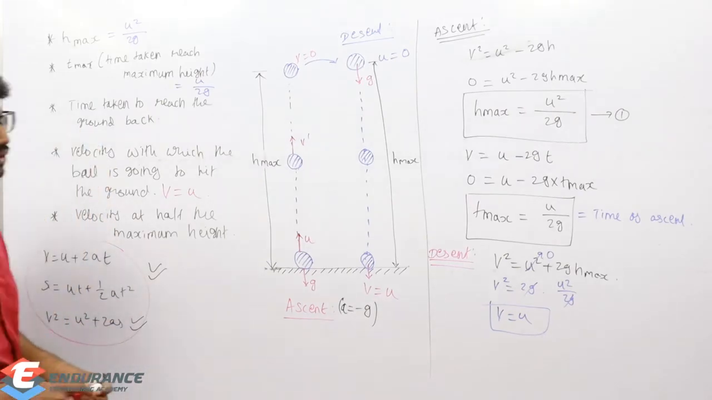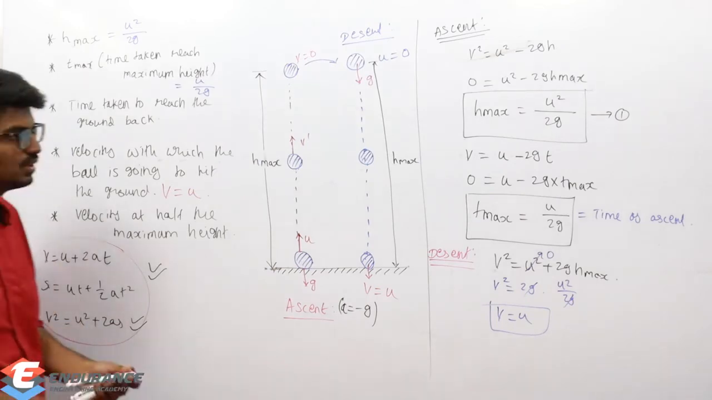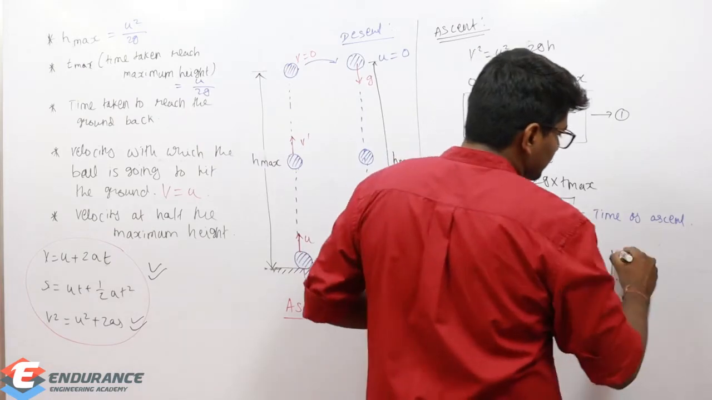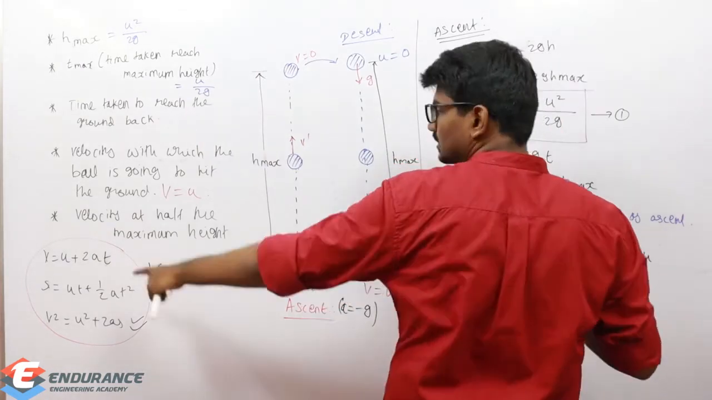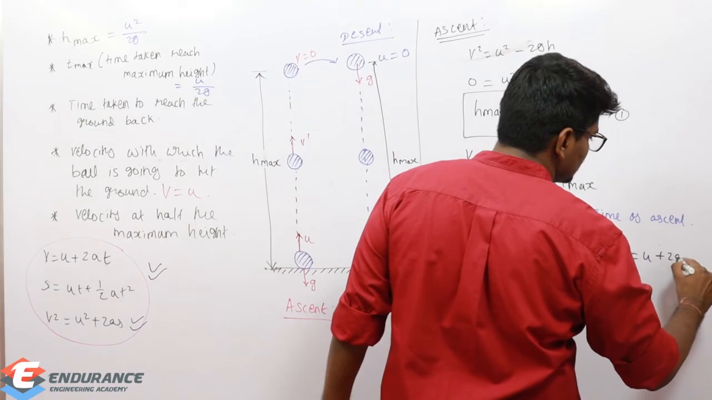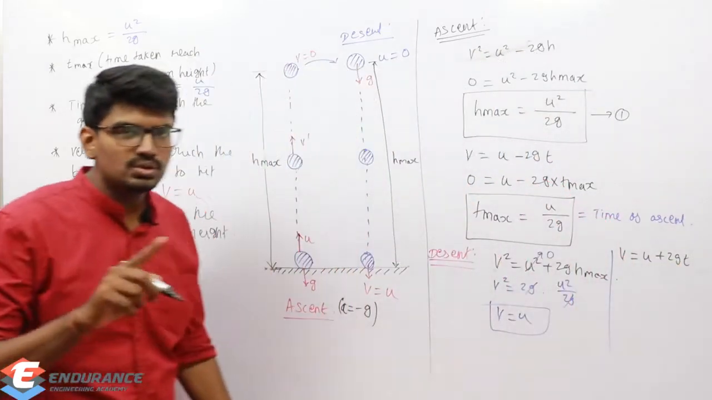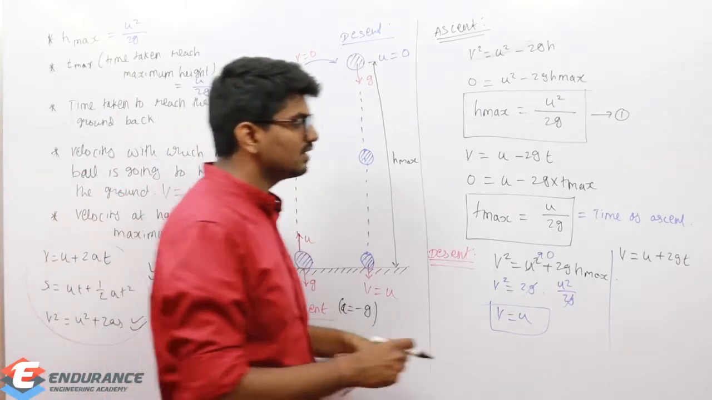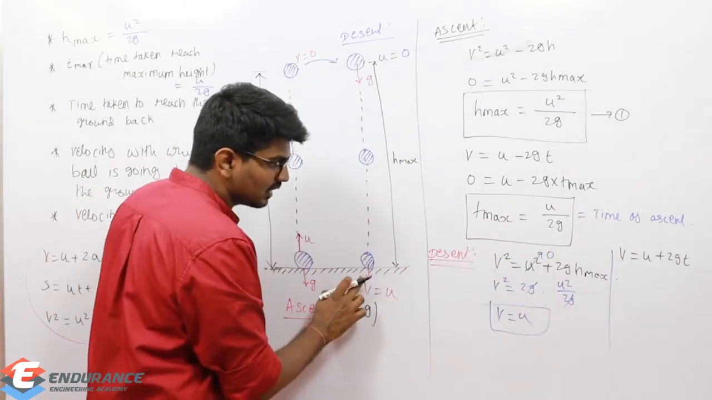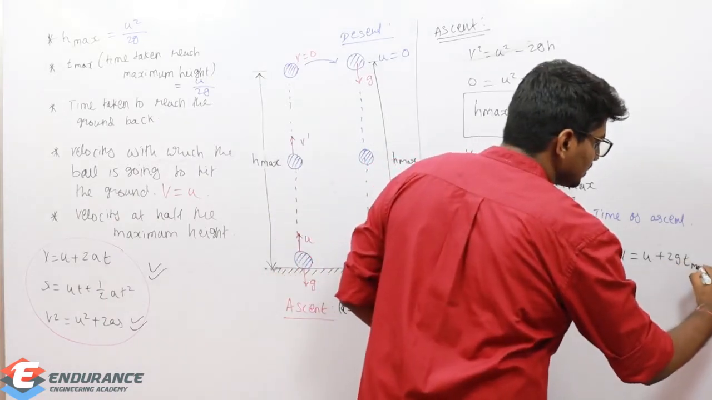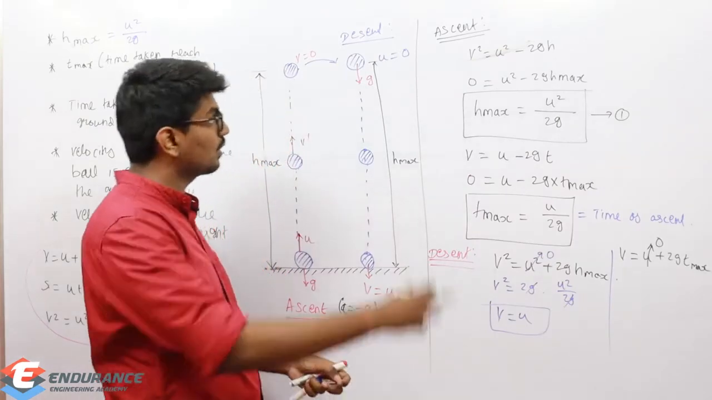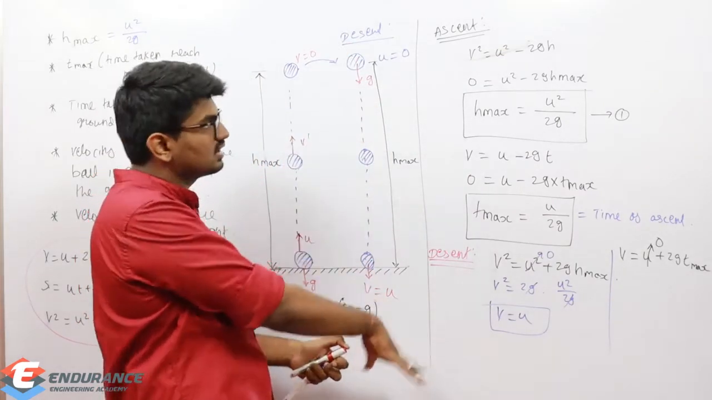Now, time taken to reach the ground back, how to find out? Simple, I will use the first equation. Let me try to complete it here, okay? So V is equal to U plus GT. Why plus? Because it is moving down, it is positive. And T, what will happen to T? If I take the final velocity V, then T will be T max, right? And we know initial velocity is already zero. Initial velocity means initial velocity of the descent.